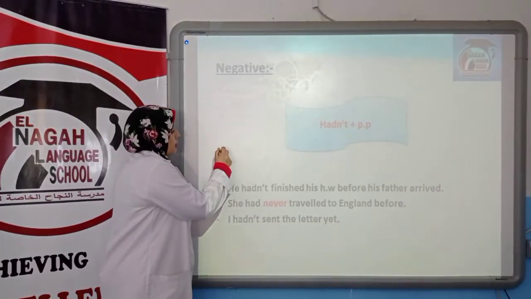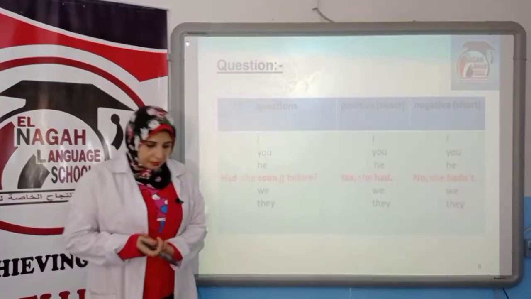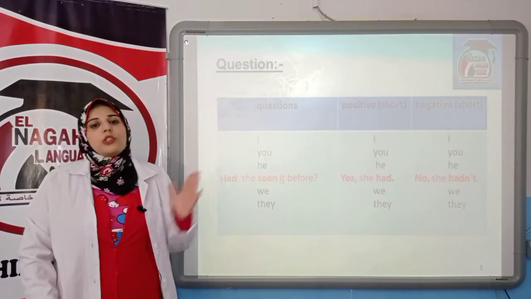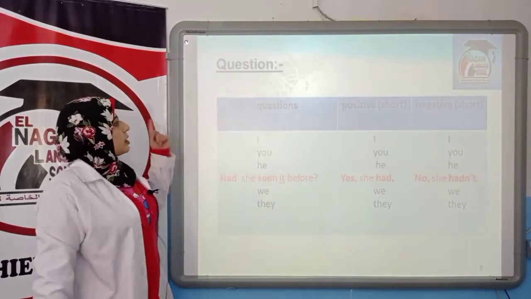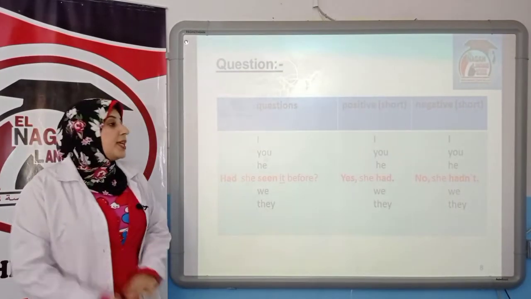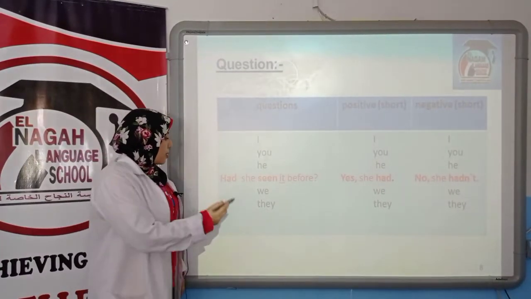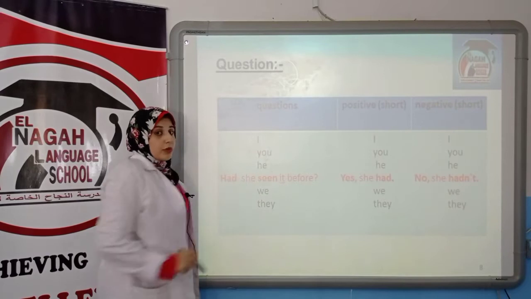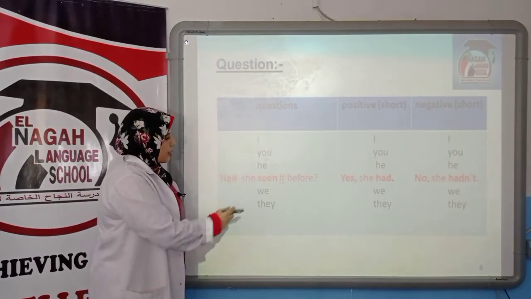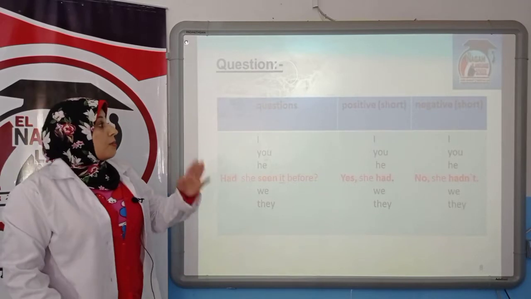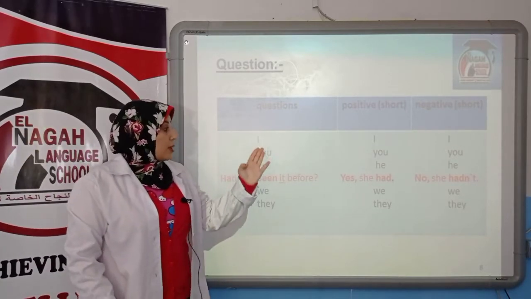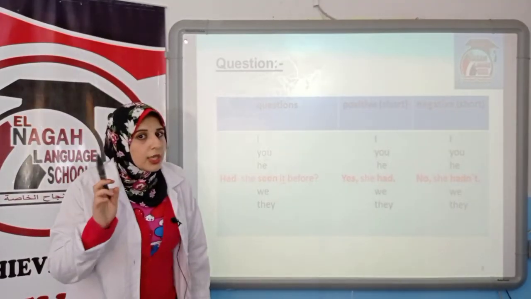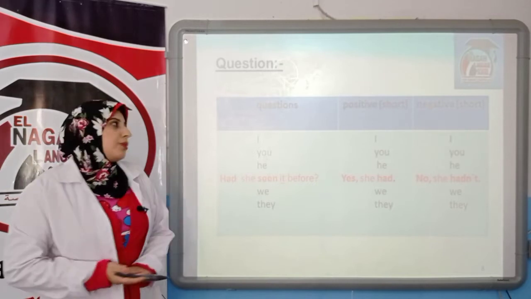Let's move on to questions. As you know, there are yes-no questions and WH questions, and we are going to talk about yes-no questions. We start with had. Had she seen it before? Or I, we, he, they, whatever. The short answer, positive: yes, she had. The negative: no, she hadn't.